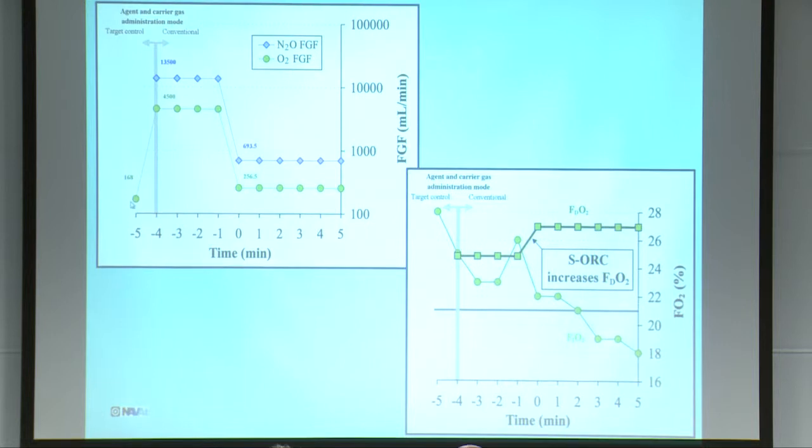And this is what happened when we switched to the conventional mode, which is time point -4. We switched to the conventional mode and went from a fresh gas flow of oxygen of 168 to an arbitrarily high flow of 4.5 liters per minute, while the nitrous oxide fresh gas flow was below 100 mLs per minute, because there is virtually no uptake of nitrous oxide anymore after 6 hours. It was increased to 13.5 liters per minute, totally arbitrary numbers, to very rapidly wash out the sevoflurane so that we could wake up the patient.